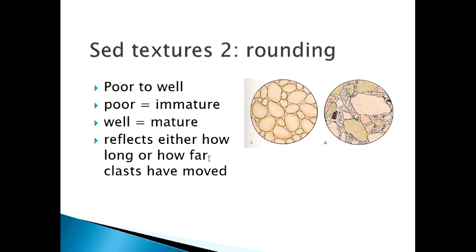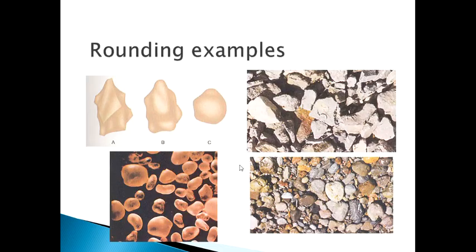And this generally is going to reflect how long or how far these clasts have moved. And then just some different examples of rounding. And so you can look at each of these and imagine, well, is this rounded, poorly rounded, well-rounded, etc. And then here's the spectrum shown up here. Clasts start out as A, jagged, angular, poorly rounded, and then over time, over distance, the edges get smooth, just like in a rock tumbler, till you reach C.